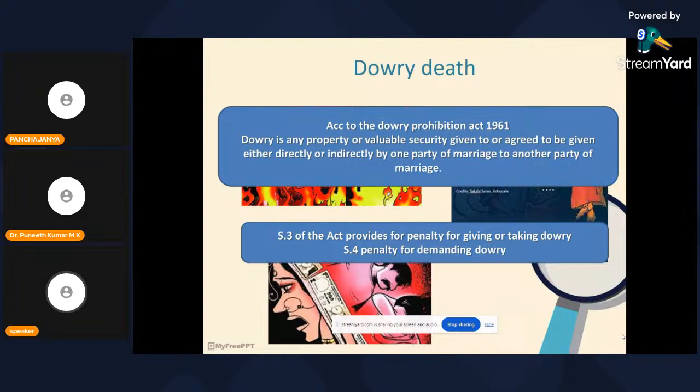According to the same act, Section 3 provides for the penalty for giving and taking dowry. In the same act, the Dowry Prohibition Act 1961, Section 4 provides the penalty for demanding dowry.